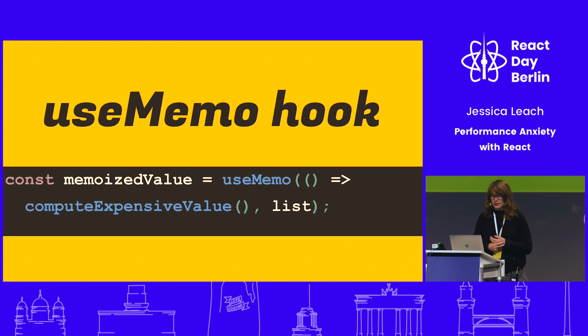The useMemo hook allows you to memoize the results of a function and will return that result until an array of dependencies change. In this example, the component receives a list. The list coming into the component has an expensive function performed on it. Unless something in the list changes, the result will be memoized and the expensive function will not be rerun.